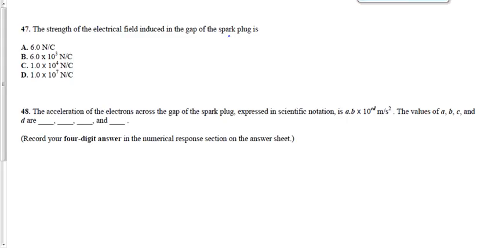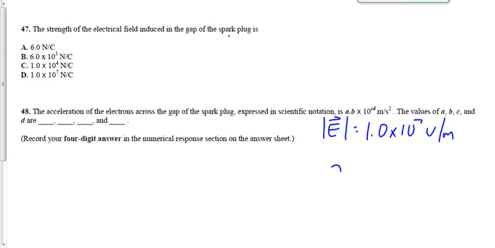All right, real quickly, question number 48, so I can get a tiny little bit of new stuff covered here. The acceleration of the electrons in the gap is going to be, well, we just found the electric field, right? What was it, 1.0 times 10 to the 7? What other equation for electric field are we allowed to use when we have a uniform field?